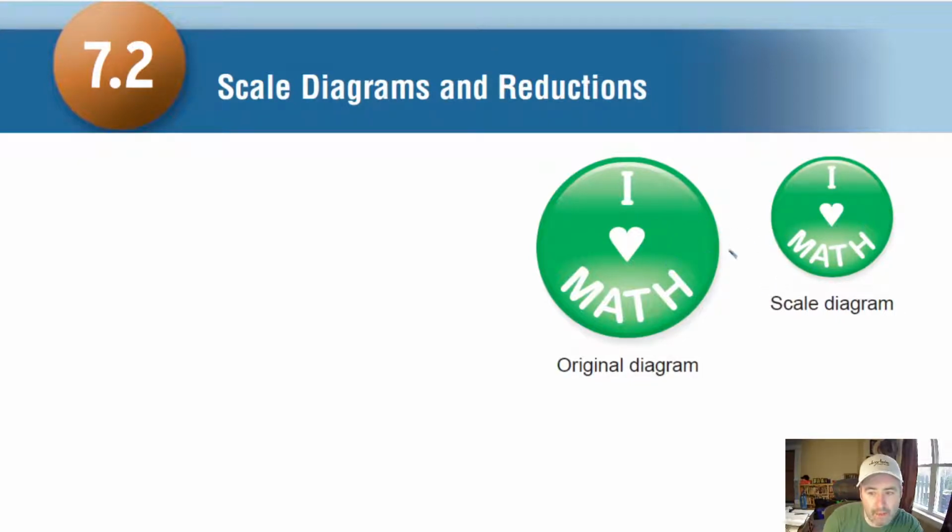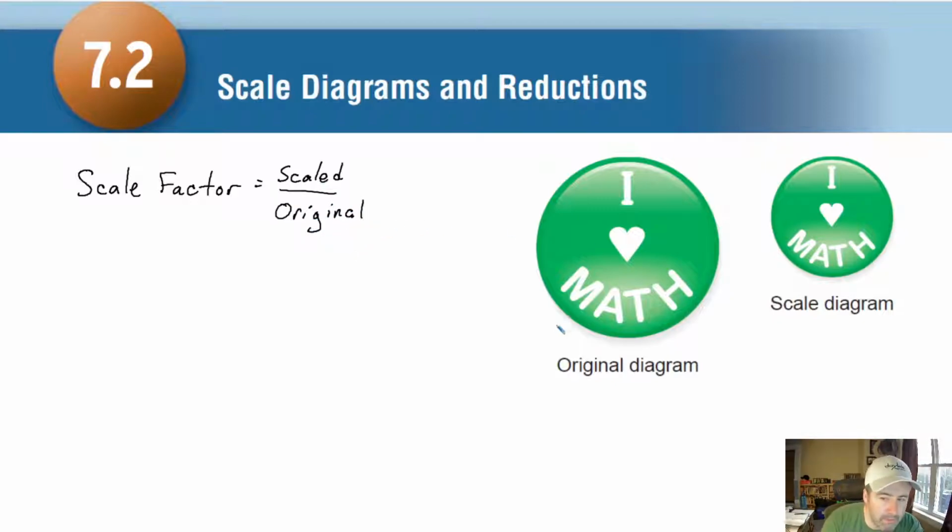The scale factor equation from the first section is still the same, so just remember that scale factor, if we're looking for it, is going to be equal to the scaled length divided by the original length. Okay, and the biggest difference, well, the only difference is that now we're doing reduction. So the original is actually going to be the larger length. Okay, so our scale factor is going to be a decimal or a fraction, but when you're doing a reduction, the scale factor is going to wind up being less than 1.